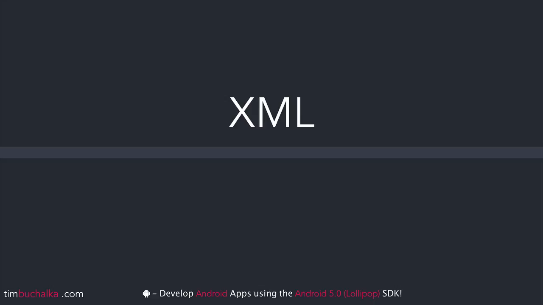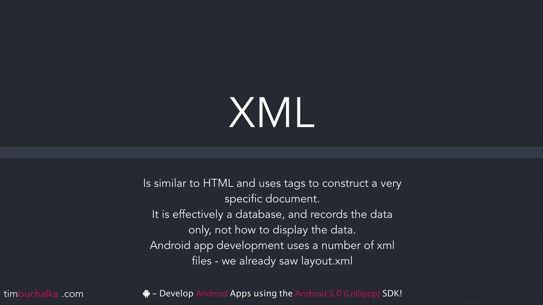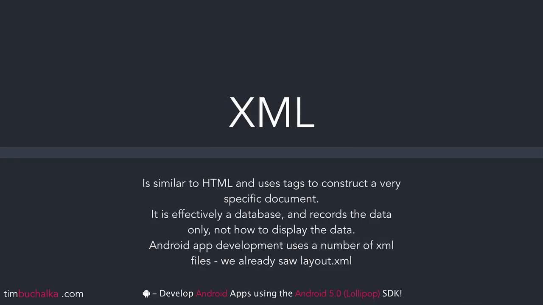Okay, so HTML is all very well and good, but XML. Well, XML is similar to HTML and uses tags in a similar way, but it uses them to construct a very specific document. Think of XML at a high level as effectively a database, and it records the data only, not how to display the data. Now, Android app development uses a number of XML files. In previous videos, you already saw the layout.xml, which was one example of an XML file that's used within Eclipse.